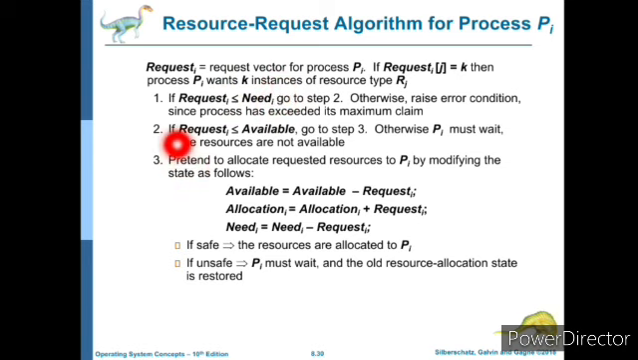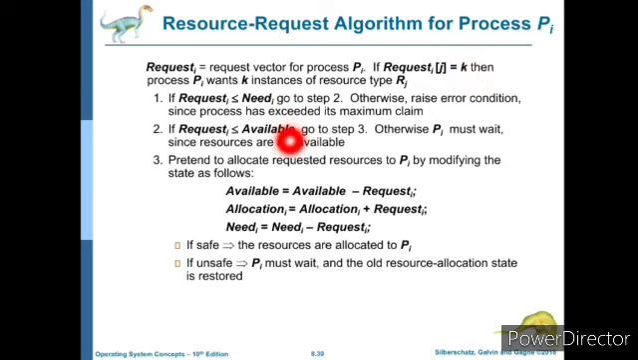Okay. Next, if the first condition is satisfied, then we need to check if Request[i] is less than or equal to Available. So the request of process i should be less than or equal to Available. If this condition is satisfied, then we'll go to step 3. Otherwise, Pi must wait since resources are not available, because the request value is greater than the available. So the system cannot grant the resource request for the process Pi.